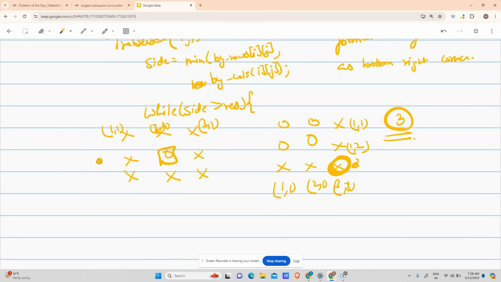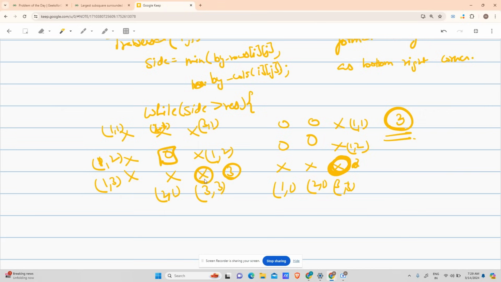Now it is horizontally 1, vertically 2. This is horizontally 1, vertically 3. This is horizontally 2, vertically, you can see it is 0 again, so 1. It is saying horizontally 3, vertically 3. This is horizontally 1, vertically 2, right? Okay. What I will say is, I want a side of 3.